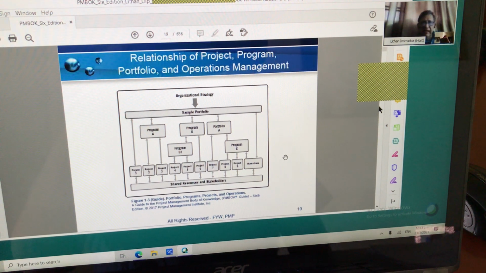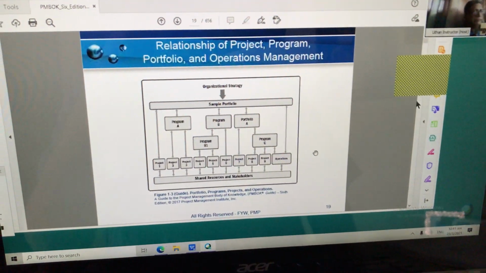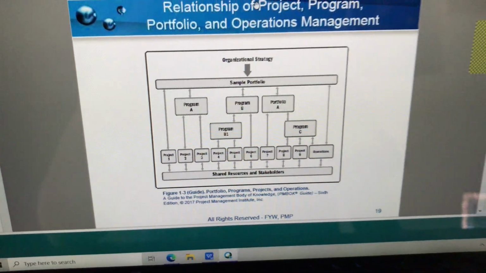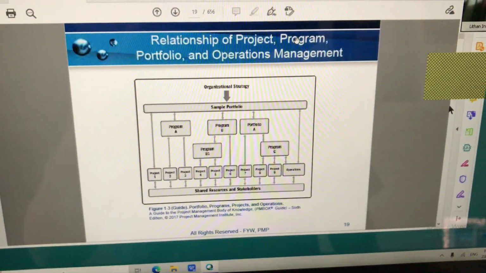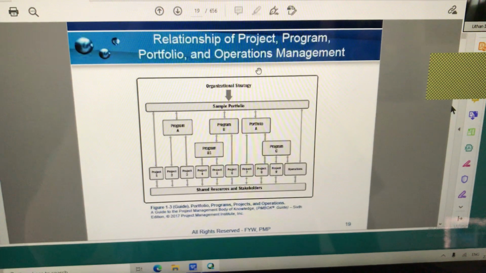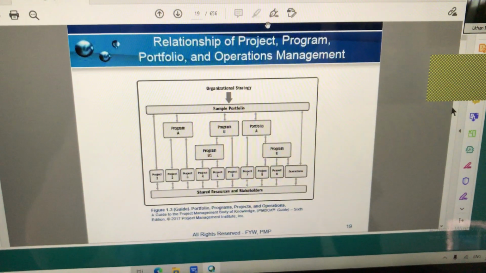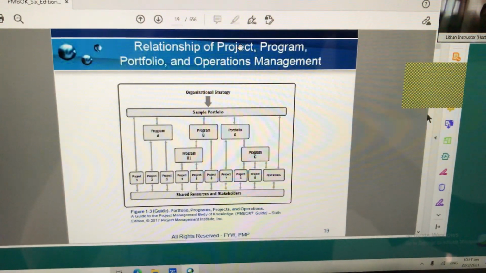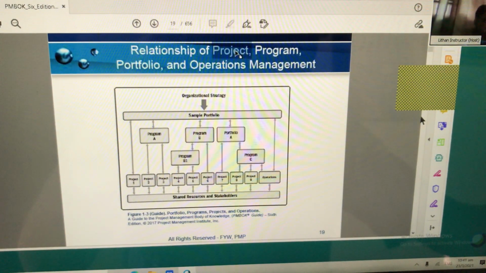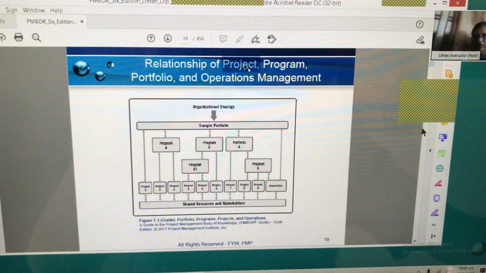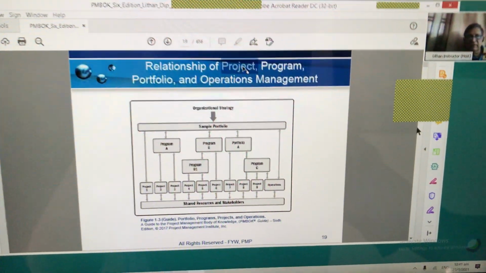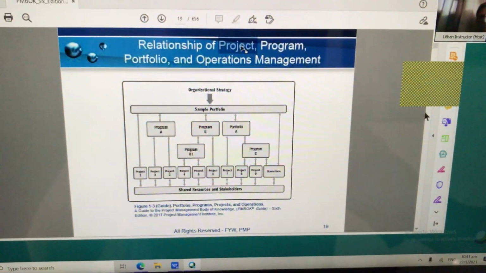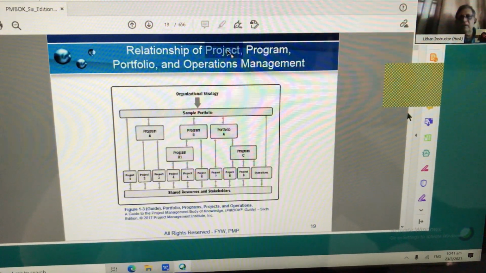I'm on slide 19. You need to understand the difference between a project, a program, portfolio, and operations management. Project, by now you know what it is. What did we say? A project is a temporary endeavor undertaken to create a product, service, or result. So let's assume there is a project manager who is responsible, who is accountable for delivering the product.